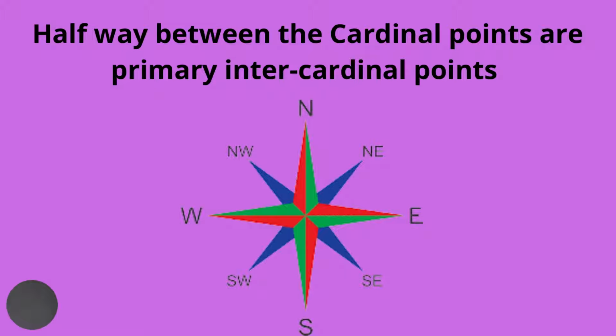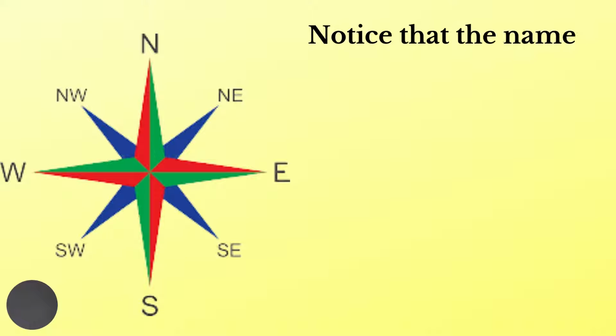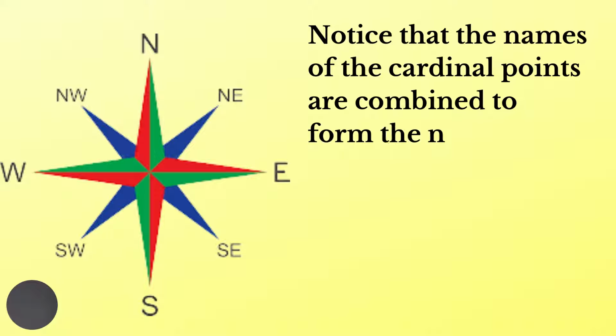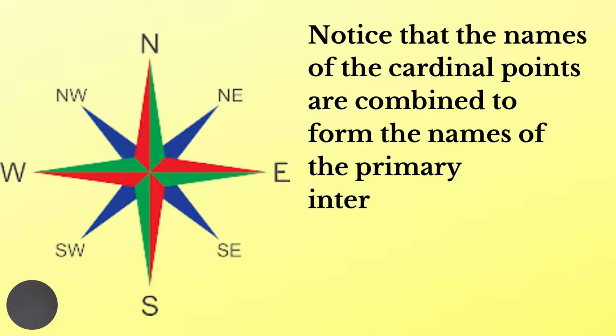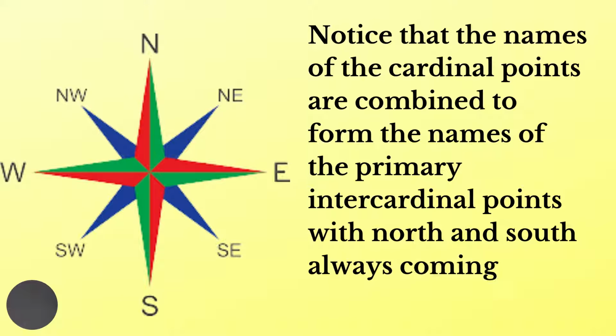Now, besides the cardinal points, there are also some other points of the compass. Halfway between the cardinal points are primary intercardinal points. Notice that the names of the cardinal points are combined to form the names of the primary intercardinal points. And when we give these names, north and south always come before east and west.